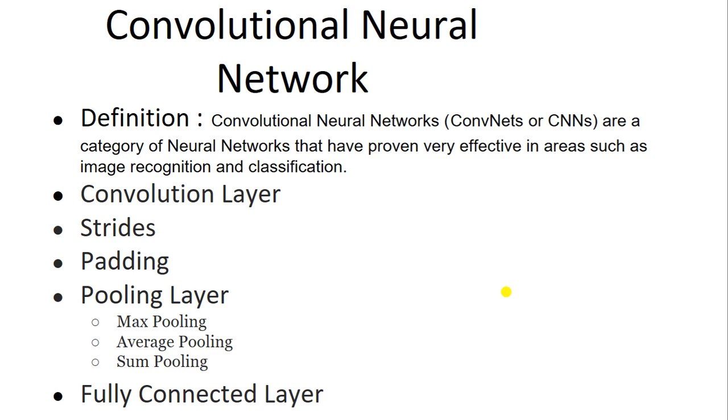images. So the convolution network: a CNN is a neural network. It is used for image recognition and classification of normal X-rays and COVID X-rays. In a convolution network, we have convolution layers, strides, padding, pooling layers, and fully connected layers.